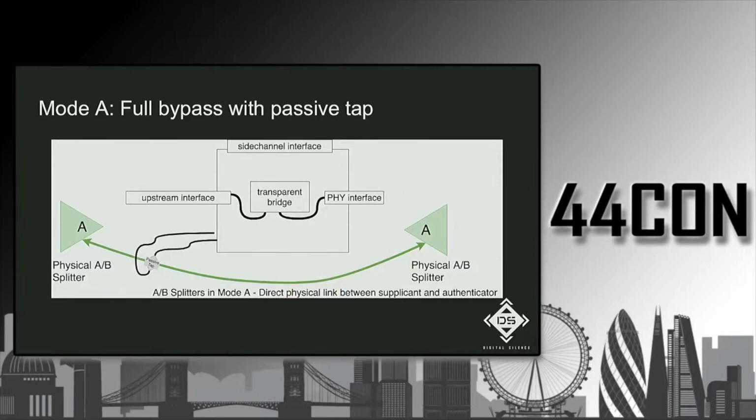When in the A position, the splitters are bypassing the Rogue device entirely. We set up a LAN tap, a passive tap, which essentially is one-directional: traffic can flow out of it, but not in. If you look up a throwing star LAN tap, you'll see exactly what I'm talking about. We place that here when it's in bypass mode, so we can still sniff traffic. That gives us the ability to listen to traffic from the Rogue device.